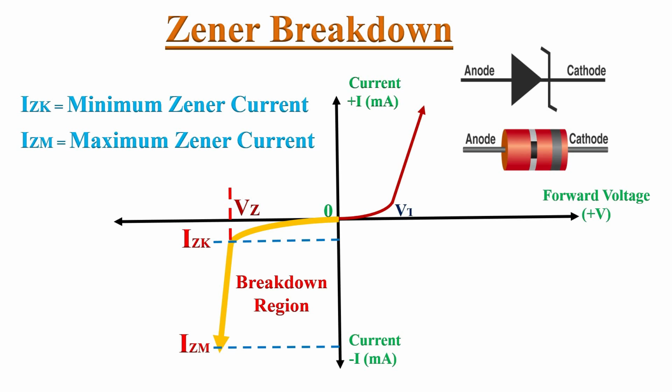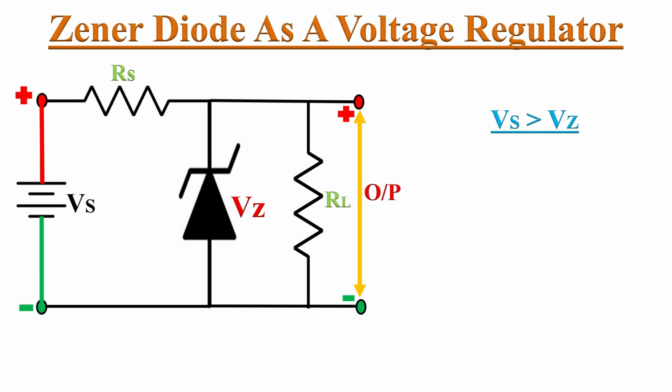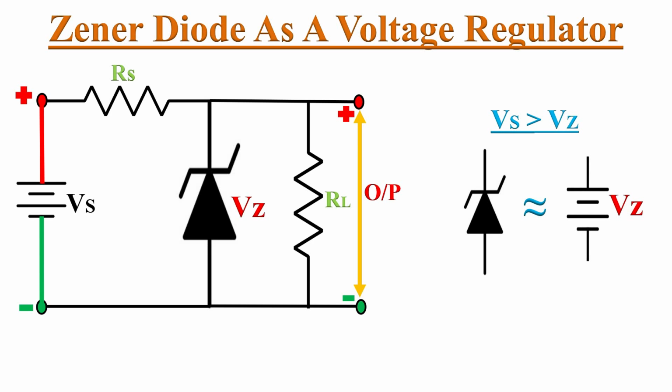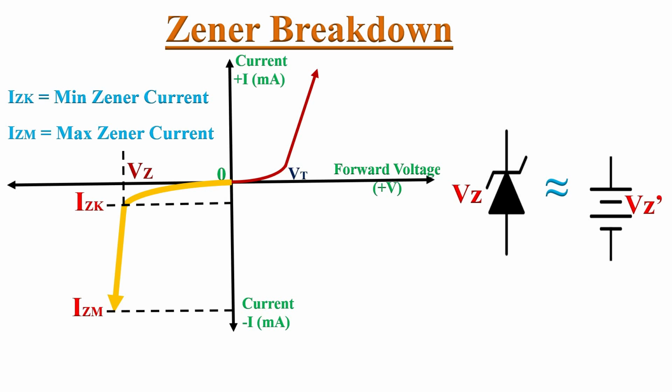Hence the Zener diode can be used as a voltage regulator. Whenever the Zener diode is operating in the breakdown region, we can replace it by a constant voltage source of Vz. But in practice, if we observe this reverse bias curve, the line is not a straight line. It means the Zener diode has some resistance. This resistance is known as Zener resistance.